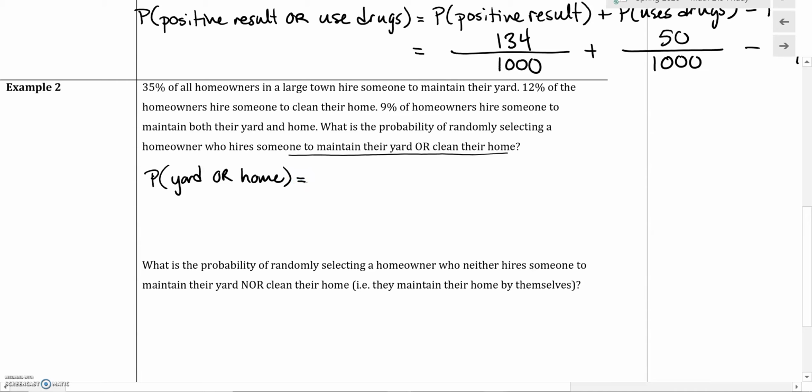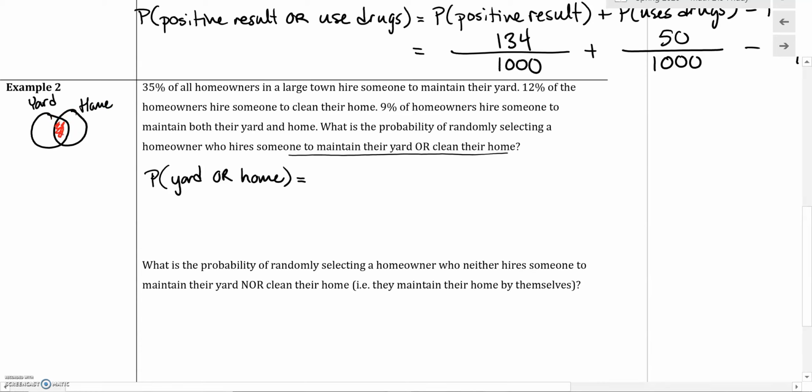So again, I'm thinking here, okay, if I were to have a Venn diagram, here's people that hire someone to maintain their yard. And then I've got a bubble for people that maintain their home. Is there any overlap? There is. They say that 9% of the folks hire someone to do both.